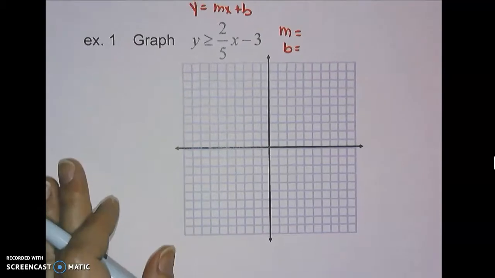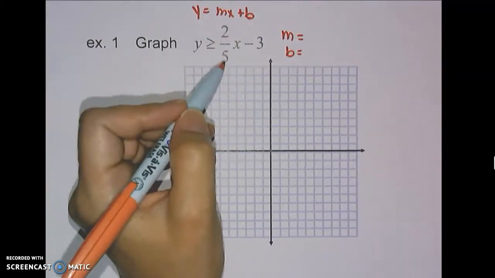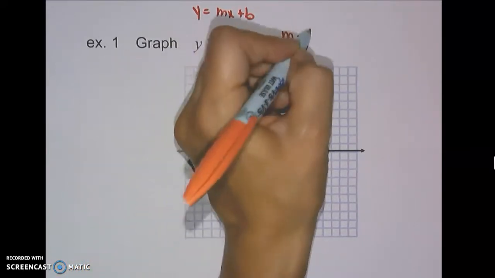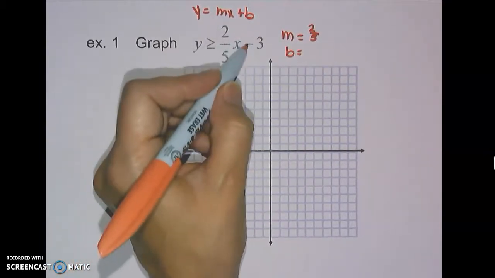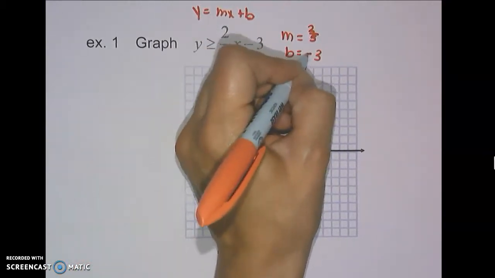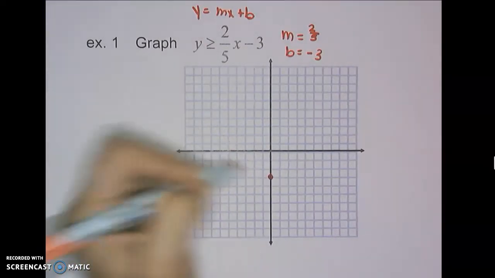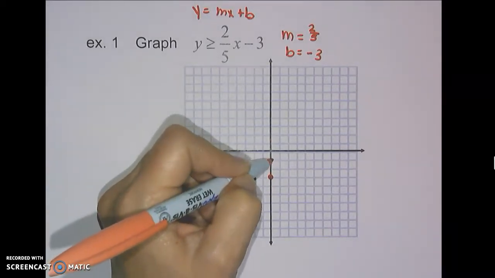Remember, these are y equals mx plus b form. So when you graphed these in middle school, they needed to be in this form. Still the same case here. So our m is always going to be the number that's attached with the x. So that's 2/5. And our b is always the number that's being added or subtracted on afterwards. So that's our -3. We're going to start with the b. We're going to start at -3. And then we're going to count our slope. Rise over run. So up 2 and right 5.